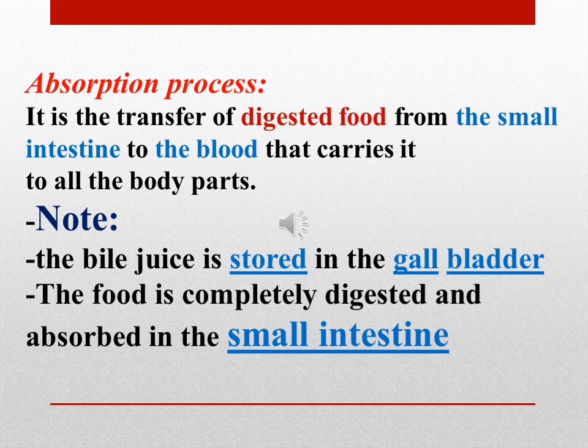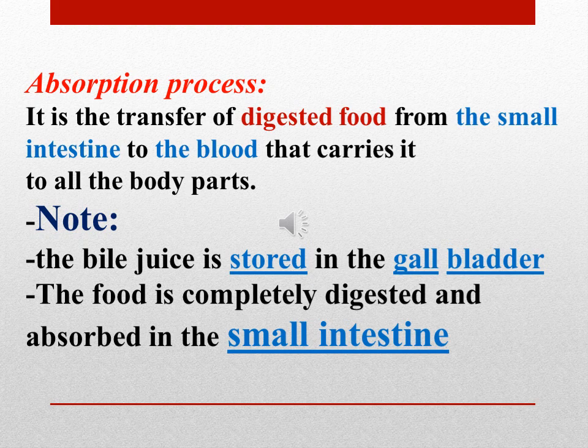Inside the small intestine, the food is completely digested and absorbed. What is the meaning of absorbed? The absorption process is the transfer of the digested food from the small intestine to the blood, which helps us to carry all the different types of the food to all the body parts. So the absorption process is the transfer of the digested food from the small intestine to the blood that carries it to all the body parts.